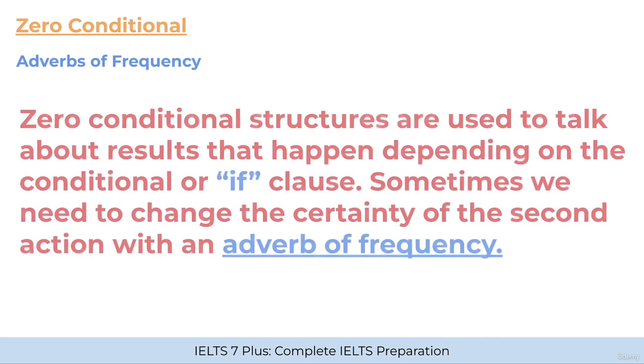Okay, so another point to bear in mind with the zero conditionals, we are using them to talk about results that happen depending on this if. So we can actually change the certainty of the second action with what's called an adverb of frequency, how often something happens. We might have looked at this before with adverbs, but we can think of them as percentages. So 100% is certain to happen, 50% maybe sometimes, 0% never.